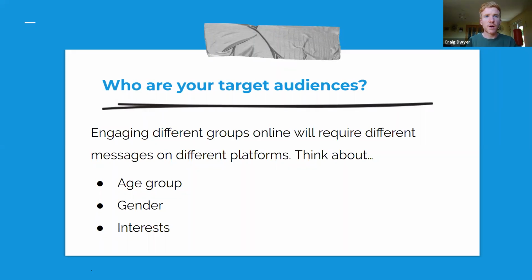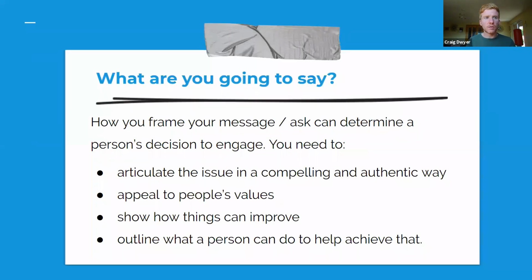So once you have defined your target audiences, framing and messaging is so important, because I think that really determines a person's decision to engage, especially when we're trying to bring in new supporters and new audiences, and getting them on board with our message. The framing is crucial here.